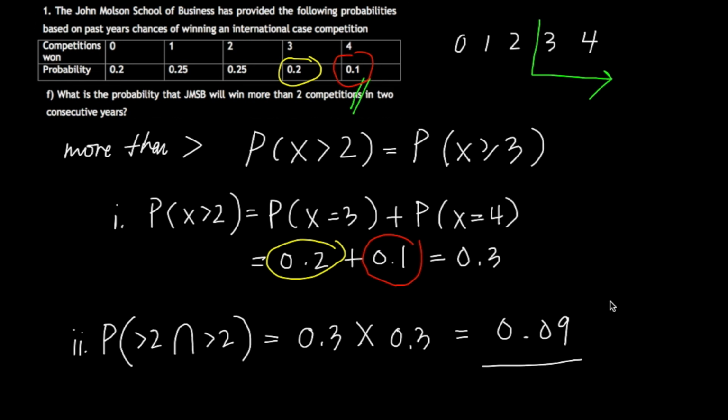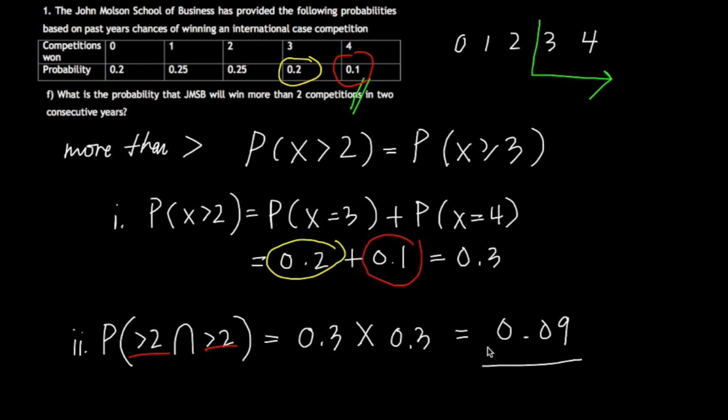And we want that to be repeated in 2 consecutive years. So that's the second part of the question. That means in year 1 you win more than 2 competitions, and in year 2 you also win more than 2. So that's winning more than 2 in year 1 and winning more than 2 in year 2, and the intersection, the rule is a multiplication, so that's a total of 0.09.